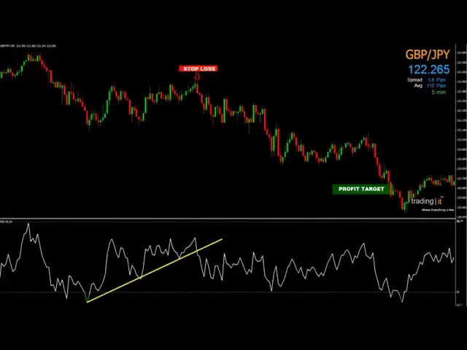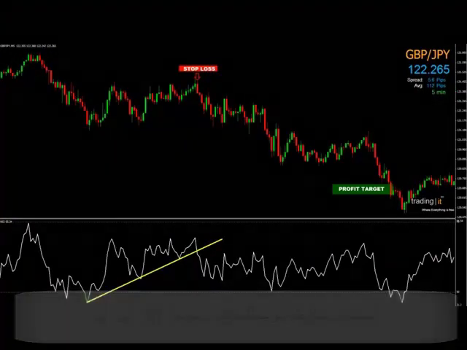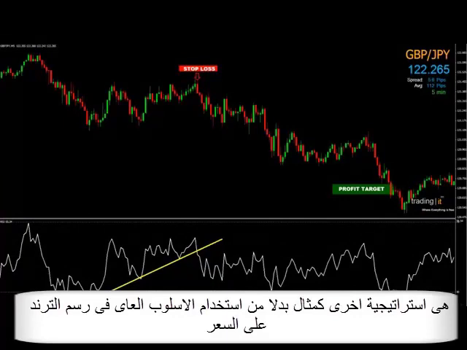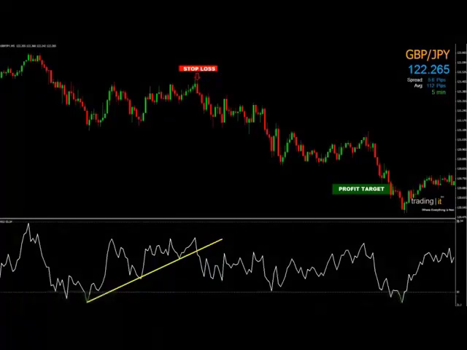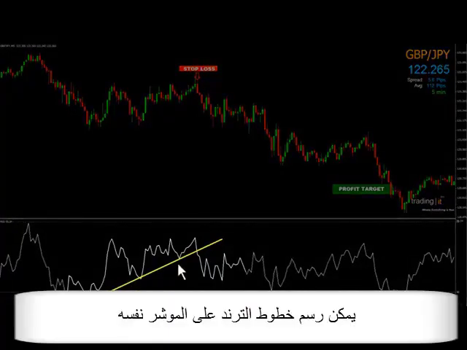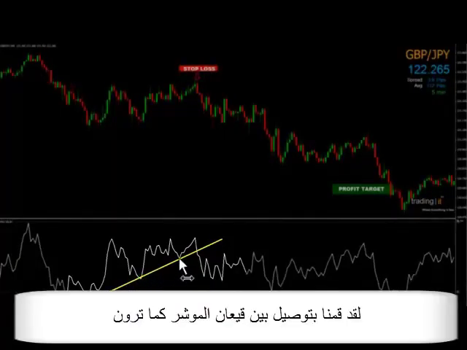Using trend lines to trade with the RSI is also another strategy. For example, instead of the typical approach to drawing trend lines on price, we can draw the trend lines on the actual RSI itself. For instance, here we have connected the lows of the RSI, as you can see.